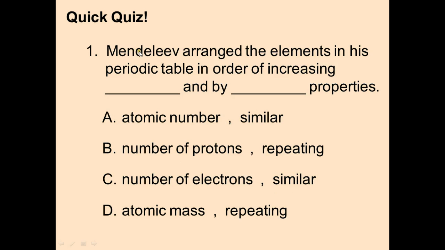So for Mendeleev, the important part was he arranged it by increasing atomic mass, because atomic number was not discovered at his time. So he only knew about atomic mass, and he grouped them by similar properties, or repeating. So the only answer with atomic mass is D. Just by looking at the first blank, you can eliminate A, B, and C, because the number of protons and number of electrons is the atomic number, so these are practically all the same. And so the answer is D, and repeating still fits because repeating and similar are pretty much synonyms.